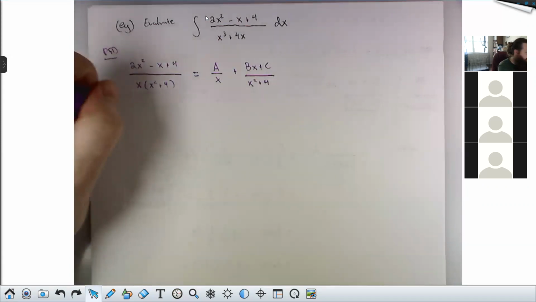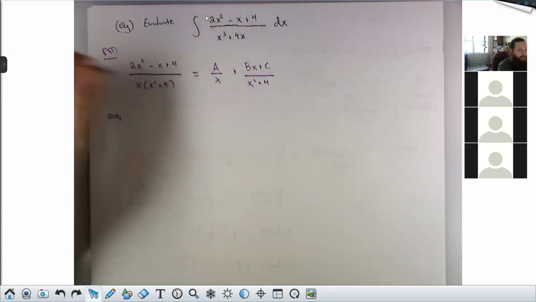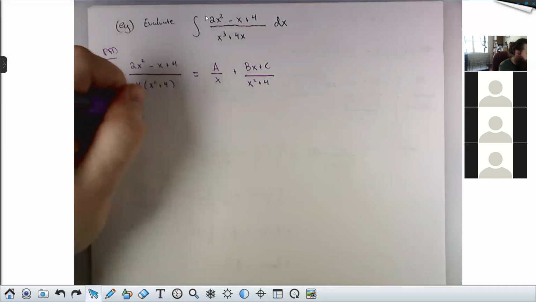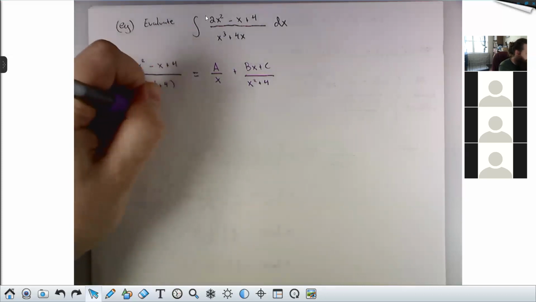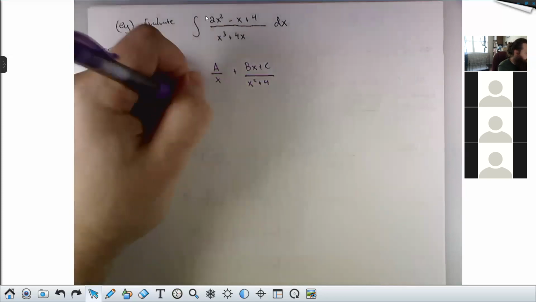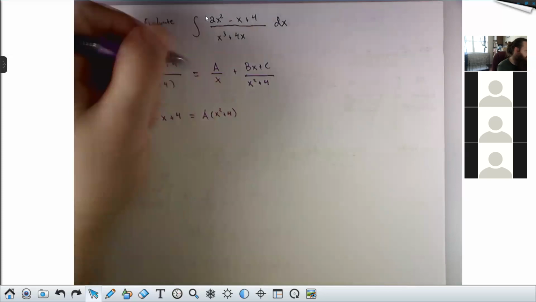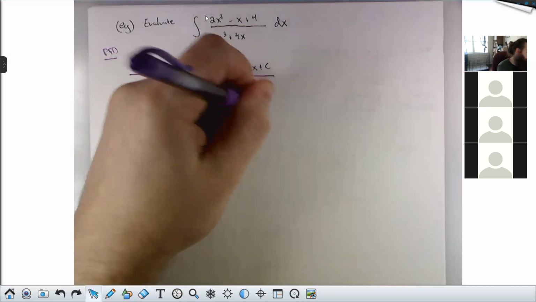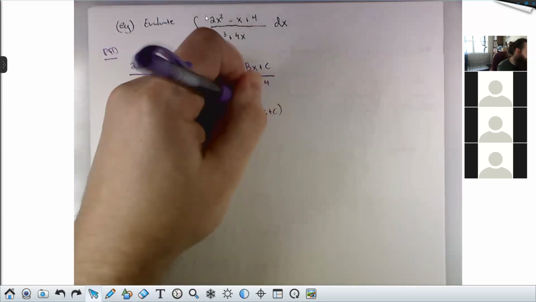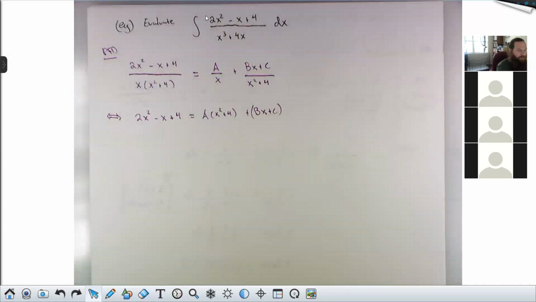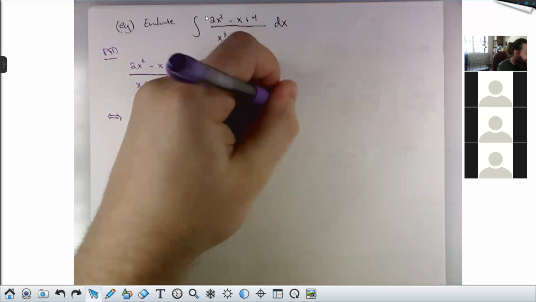We clear out the denominators. On the left-hand side, we're left just with this numerator. And on the right-hand side, I'll have a times x squared plus 4 plus bx plus c. And remember to put this in parentheses. Tops and bottoms of fractions are always in implied parentheses. The x squared plus 4 would cancel, so this guy just gets the x.